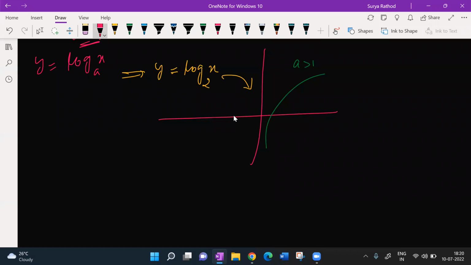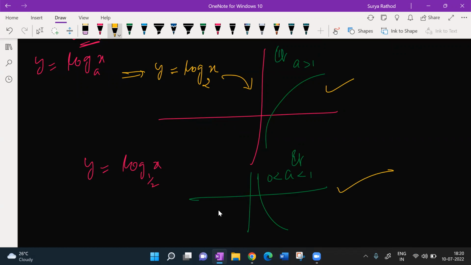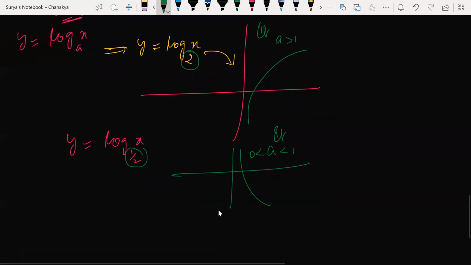Now if I have a base lying between 0 and 1, I'm sure you might have seen the graph of the exponential function. In exponential functions, we have seen two types of graphs: when the base is greater than 1 and when the base lies between 0 and 1. If a is greater than 1, this is how the graph will be. If a lies between 0 and 1, this is how the graph will be. Understood my point? Any doubts?